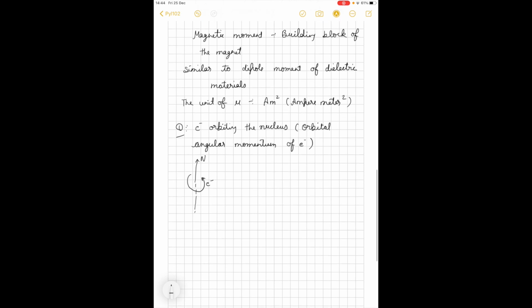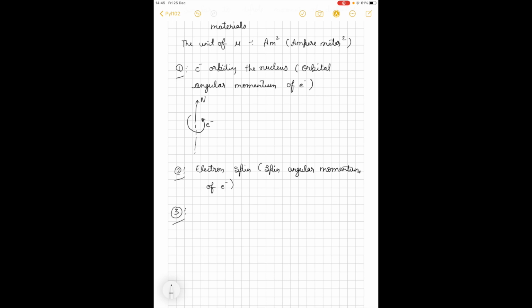The second would be the electron spin, because the electron is not just orbiting around the nucleus, it is spinning around its own axis as well, which gives you the electron spin. So the second one is electron spin, and we can say that it's the spin angular momentum of the electron. The third one can be the nuclear spin, similar to the electron, but in general the contribution would be small compared to the electron, because the nucleus is pretty heavy compared to the mass. So the third one is the nuclear spin. Small contribution in general.